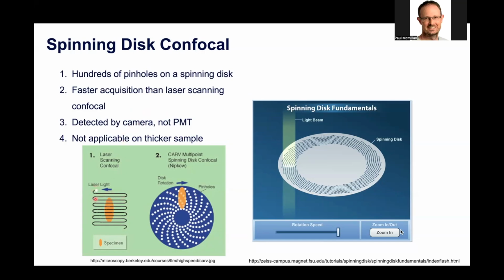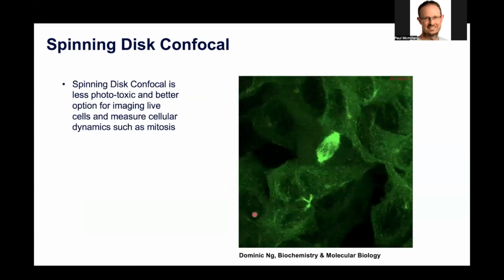So here we're not scanning across, we're spinning this disk around, illuminating just a small part of the sample at any one time. The downside is often with thicker samples, it's a little bit harder because you can get crosstalk between each of the pinholes on the disk, which deteriorates your image quality.